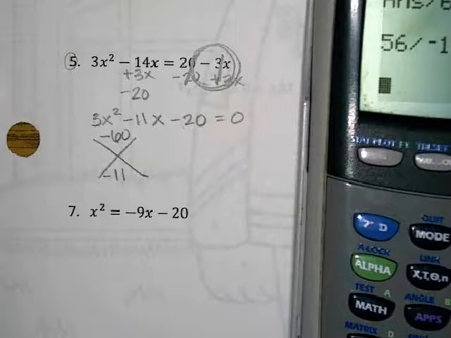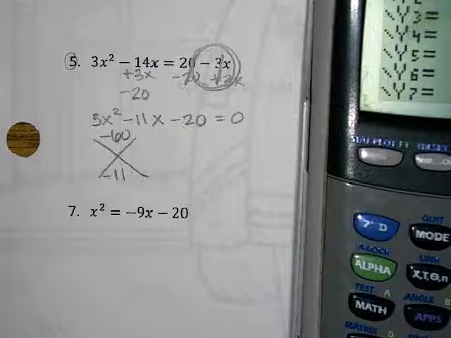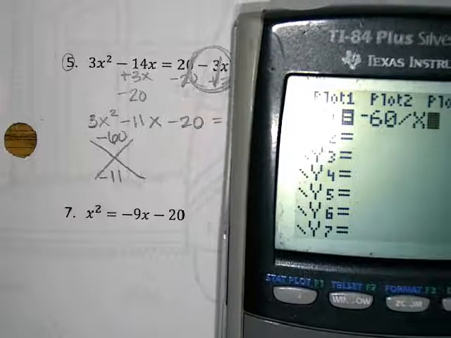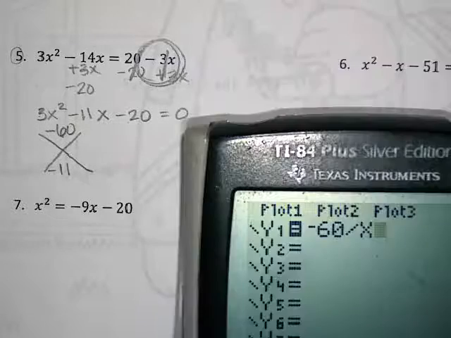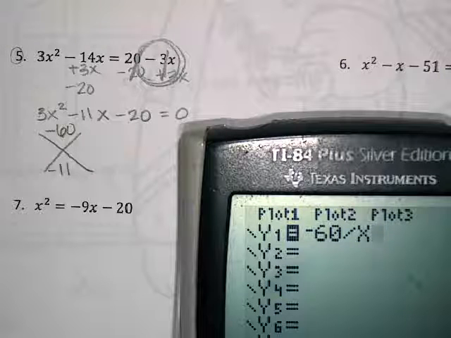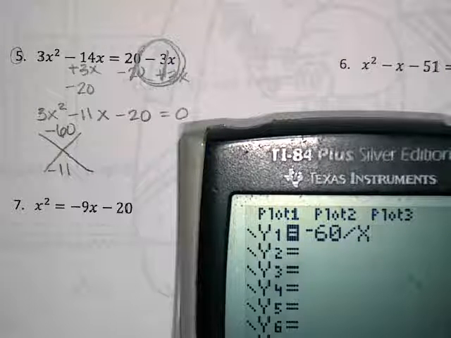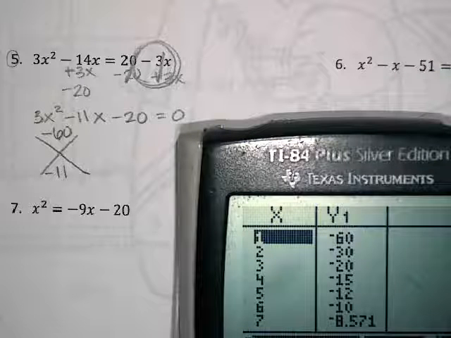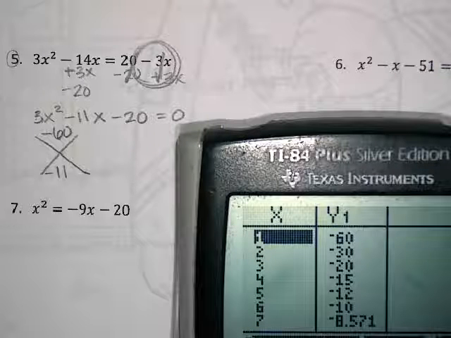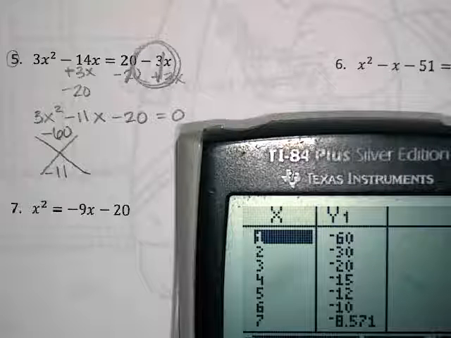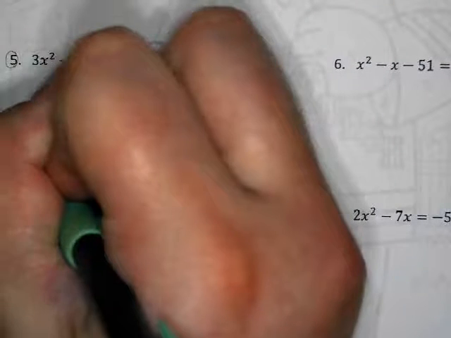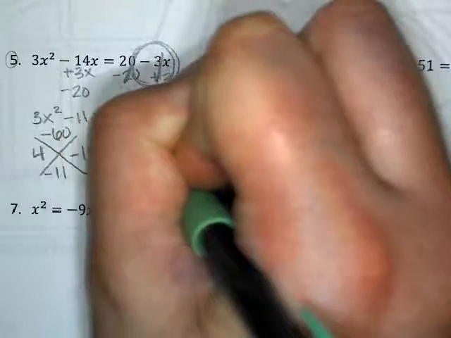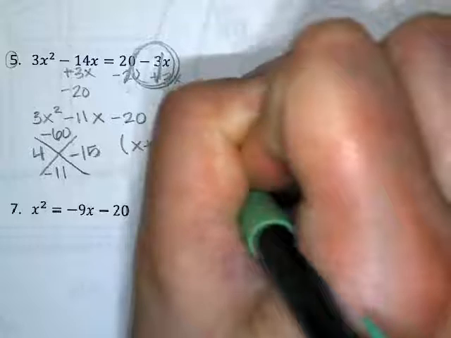If you get it, don't shout it out. Let's give people a chance. So we do negative 60 divided by x, and the y equals screen, and then we do second graph to look at the table. So 4, negative 15. Okay, so our parentheses, x plus 4, x minus 15.